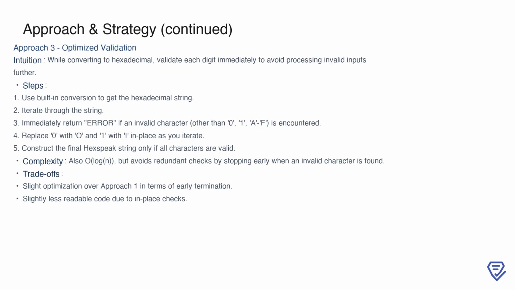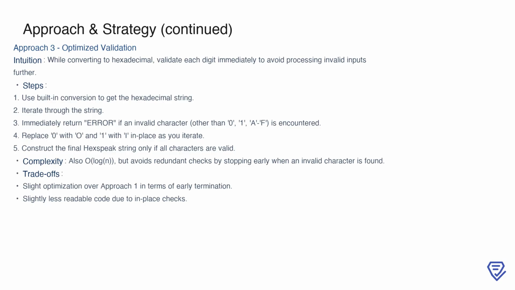A third approach introduces an optimization by integrating validation directly into the conversion process. Using this method, we can immediately reject invalid inputs during the conversion. First, we convert the decimal number to its hexadecimal representation using a built-in function. Then, instead of processing the entire string at once, we iterate through it character by character.